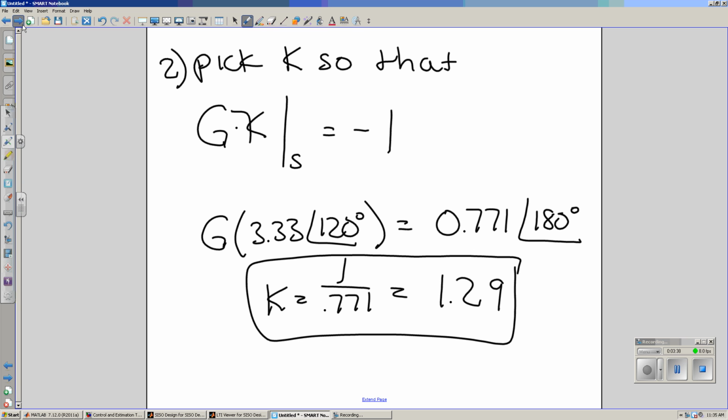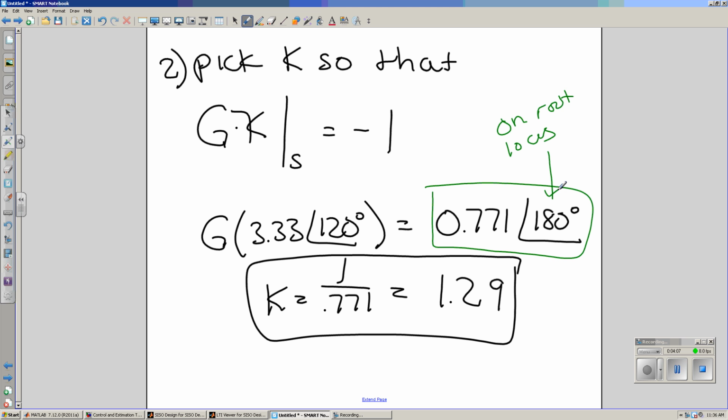Once you find the spot on the root locus that meets your design specs, pick k so that the gain is 1. At any point on the root locus plot, g times k is minus 1. I know what s is. s is 3.33 at 120 degrees. Find k so that g times k is minus 1. If I plug it in, I'll get g of s is 0.771 at 180 degrees. The 180 just tells you you're on the root locus. Your numerical solution came out correct. k then is whatever it takes to make the gain 1, or 1.29.